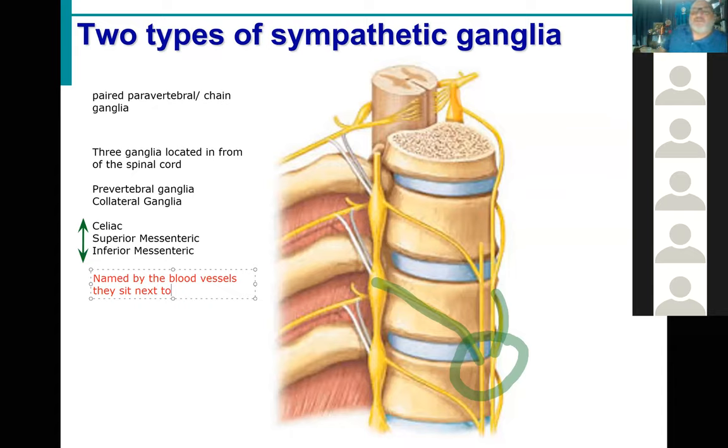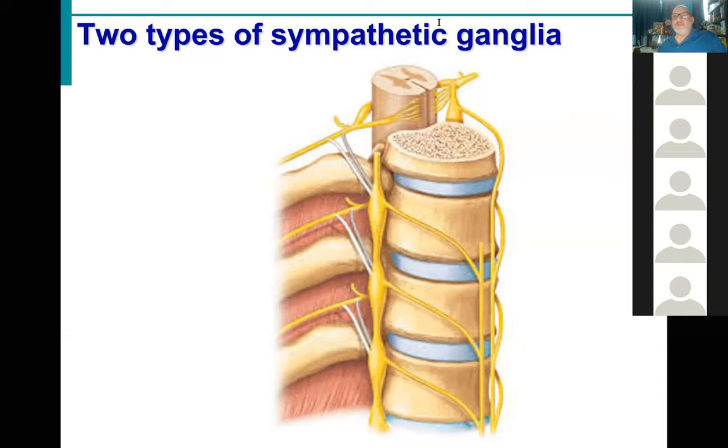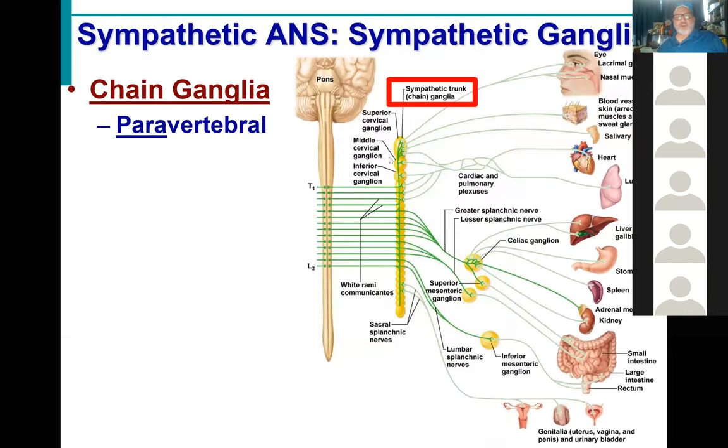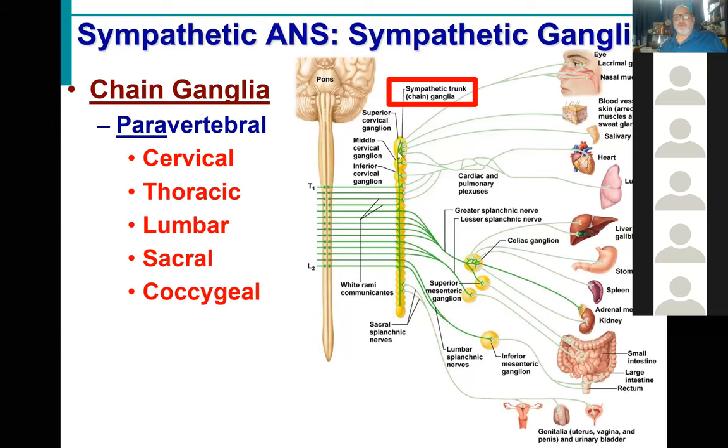So there's these two different types, prevertebral and paravertebral, what are also known as chain and collateral ganglia. So let's take a look at these, starting with the chain first, or paravertebral. They're named in a similar way to our vertebrae. They're named by the vertebrae they're associated with. So there can be cervical, thoracic, lumbar, sacral, and coccygeal.